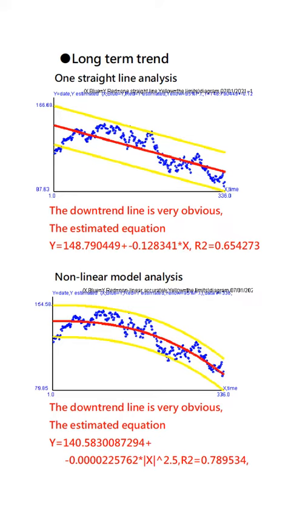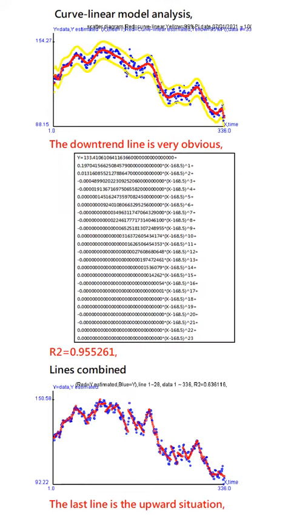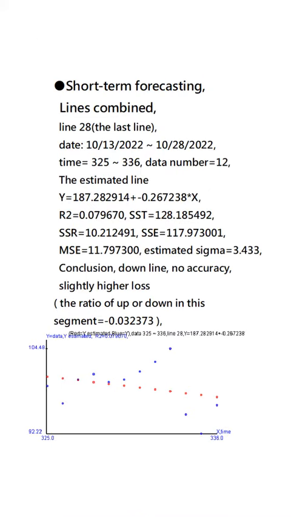Nonlinear line model analysis. The result is the downtrend line and very obvious. Curve linear model analysis. The result is the downtrend line and very obvious. Lines combined, which last line is the upward situation. Line 28 is the last line.